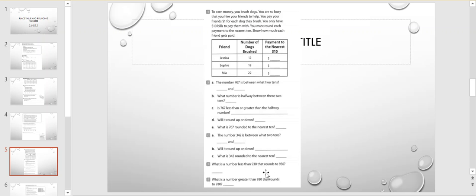Number 7, what is a number less than 930 that rounds to 930? This is tricky. It's not as hard as it sounds. Think about numbers that would round to 930 that are smaller than 930. Would 929 round to 930? Try it and see. Go to the tens place, check next door, and think, does it go up to 930 or would it stay at 920?